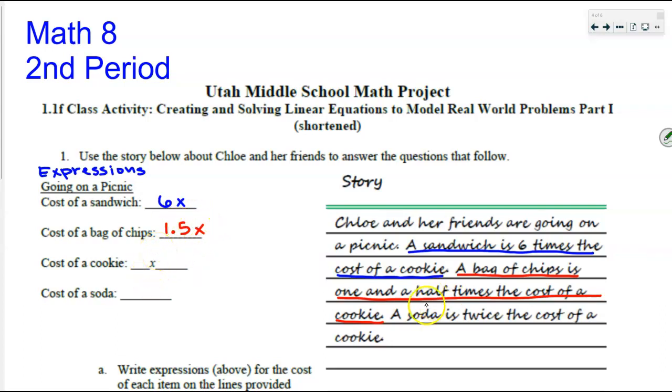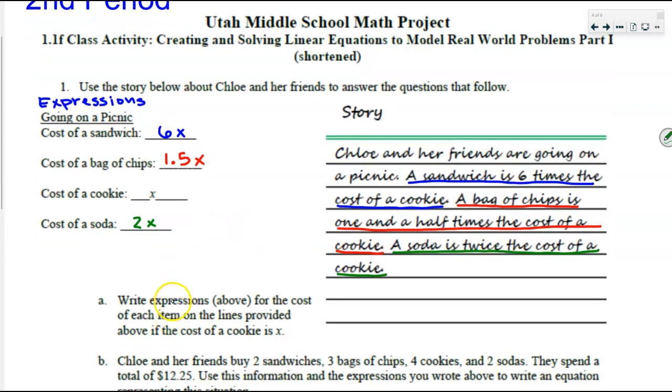And last, a soda is twice the cost of a cookie. So how am I going to represent that? Ike. 2X. Great job. That was pretty easy, right? As long as we take these little baby steps and we take the story and we represent that story over here as little pieces, then the next part becomes easy. We've already done part A. We have already written expressions to represent the cost of each item.